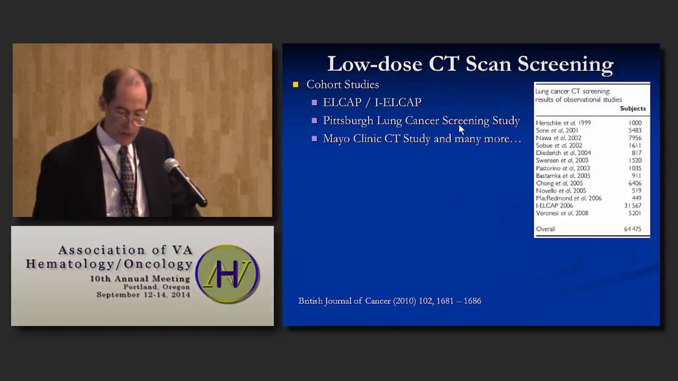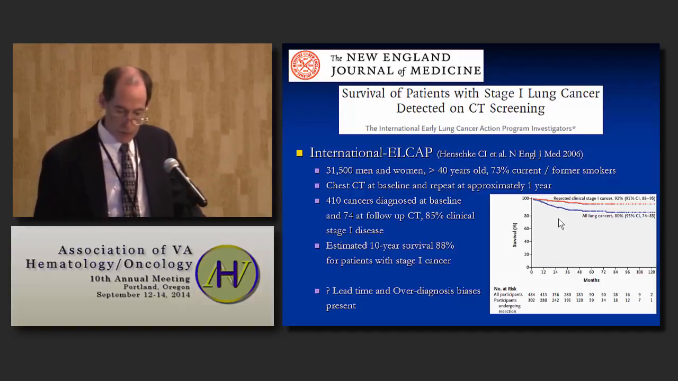There was an expansion of that through collaboration with many other sites, so at Mayo, Pittsburgh, and then internationally, tens of thousands of individuals, and that was reported in the New England Journal in 2006, and this was about 30,000 individuals. And what this indicated was that of the 410 cancers diagnosed at baseline, 74 at follow-up CT scan, 85% of those were clinical stage 1. So you see a stage shift by historical comparison, and the estimated 10-year survival rate was 88%.